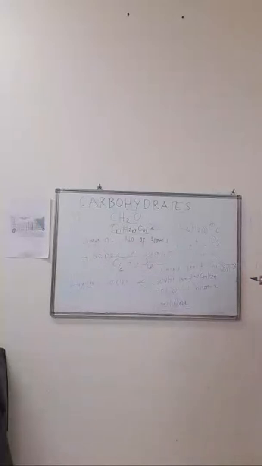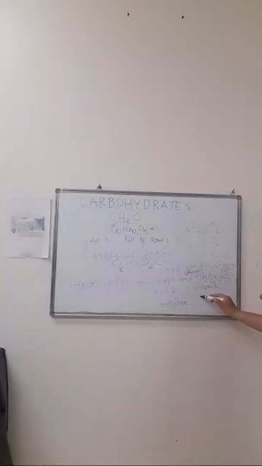Now, in a double bond, C2H2 times 2 is going to be C2H4. Then this is going to be ethylene. Okay, ethylene. So this is still not acetylene.